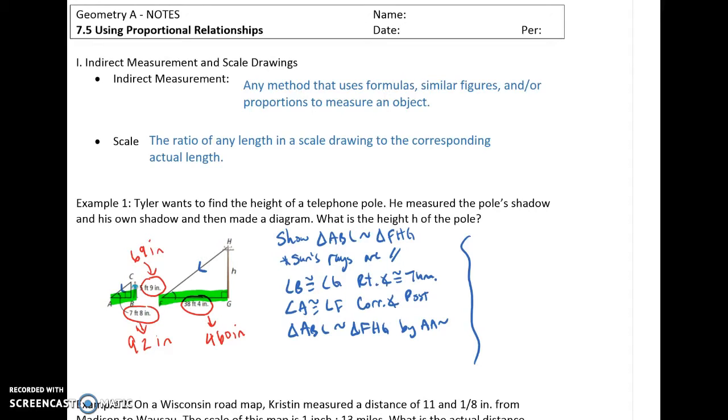So I could put them together if I want. I can say AB over FG because they're corresponding parts. And then because I went small triangle to big triangle, I want to make sure I do the same with the other given sections.